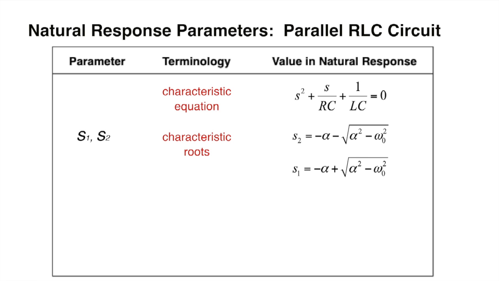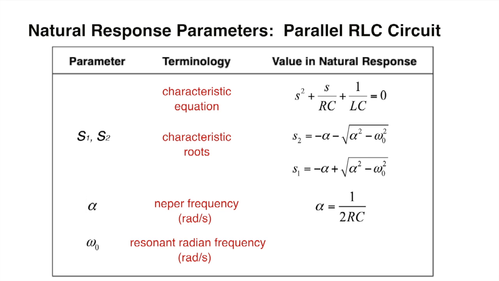They are expressed in terms of two other quantities, alpha, which is called the Neper frequency. It has units of radians per second, and that's just formed from R and C values. And omega naught, which is called the resonant radian frequency. That also has units of radians per second, but that just has L and C in it. In other words, the energy storage elements in the circuit. Now, this particular term is characteristic of the oscillations in the circuit, as we'll soon see.